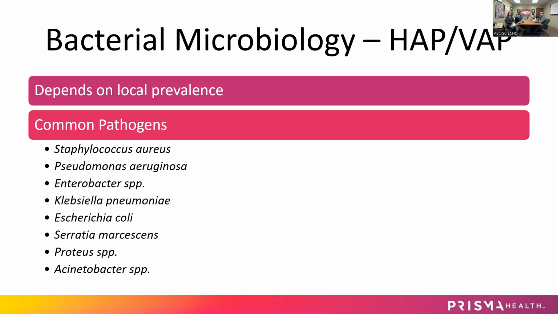And then for the microbiology for HAP/VAP, it's not as well defined. It depends on your local prevalence of these resistant organisms, but some of the common pathogens associated historically with hospital-acquired pneumonias include Staph aureus, Pseudomonas, and some of our other gram-negative enterics, such as Enterobacter species, Klebsiella pneumoniae, E. coli, Serratia, Proteus species, and Acinetobacter species. So a common theme is a lot of these bugs are difficult to treat, have multiple mechanisms for resistance, which can make managing these patients quite complex and complicated.